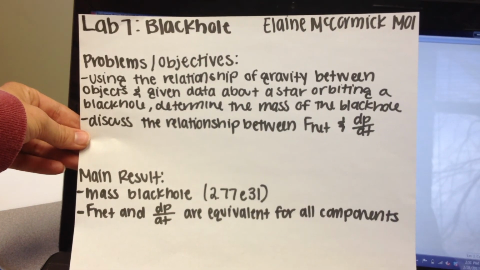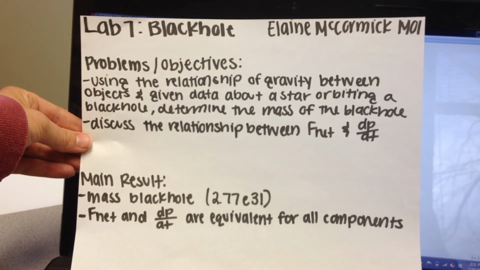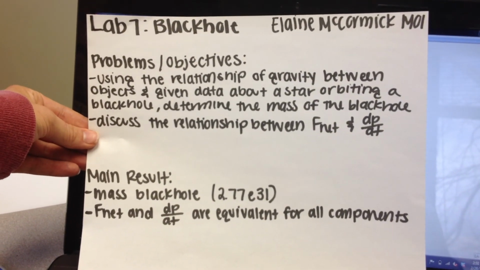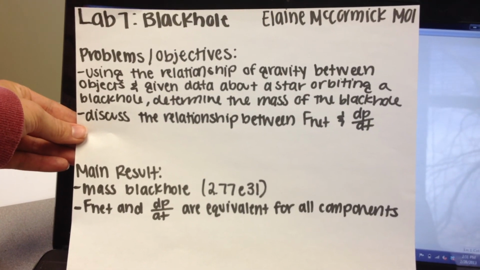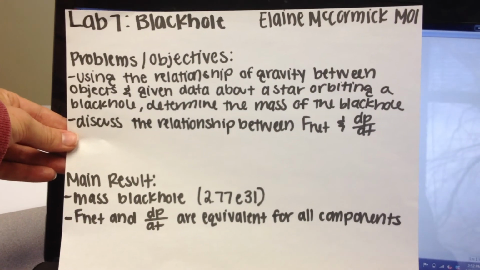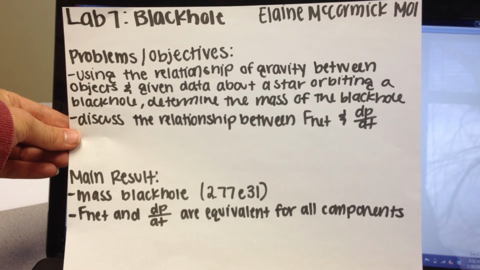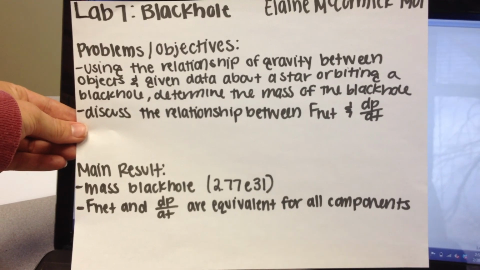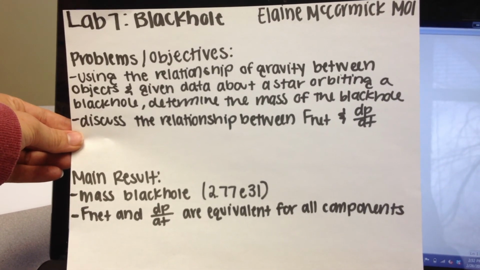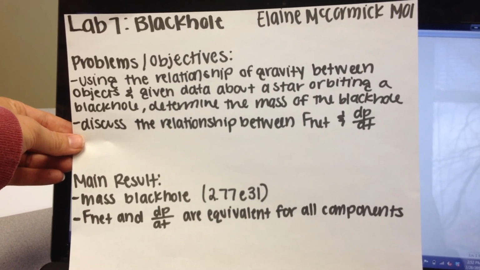This is Elaine McCormick for Lab 7 at home, the black hole. My main objective for this lab was to use the relationship of gravity between objects, specifically a star and a black hole of an unknown mass, and using data given about the star's motion, determine the mass of the black hole. Then I'm going to discuss the relationship between Fnet and change in momentum.